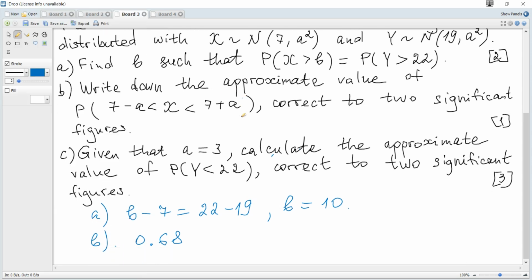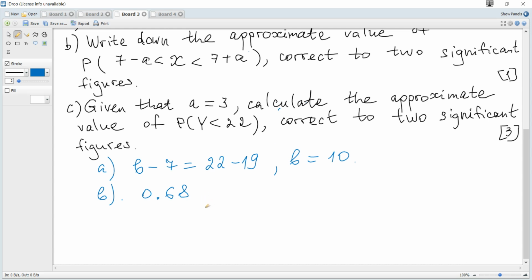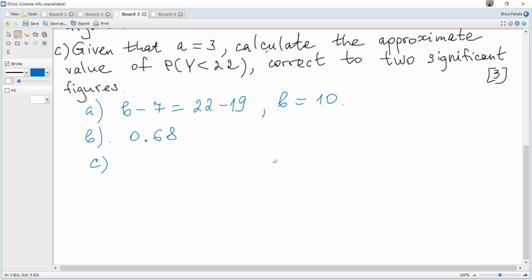And finally, question C. Given that a equals 3, calculate the approximate value of the probability that y is less than 22, correct to 2 significant figures. So the mean is 19, and the standard deviation is 3, and we need the area to the left.